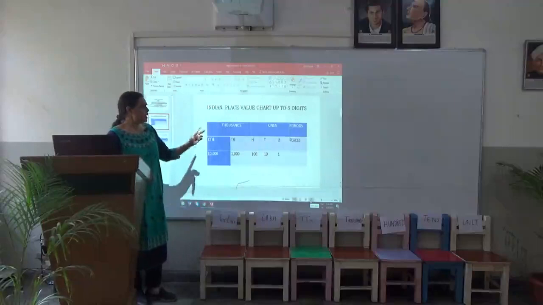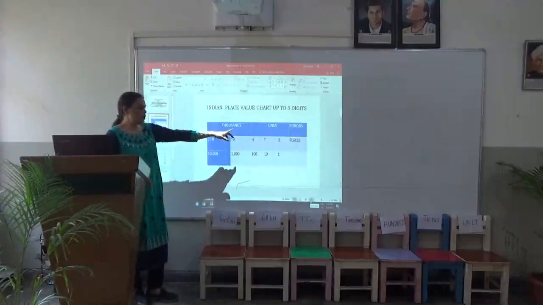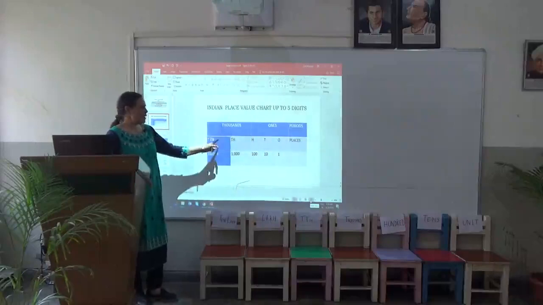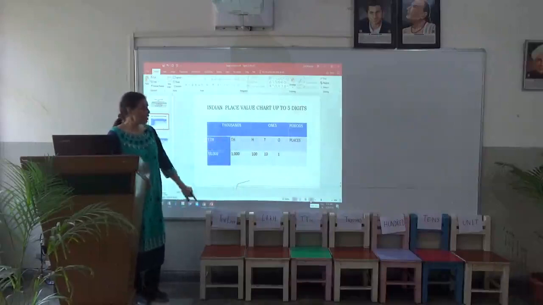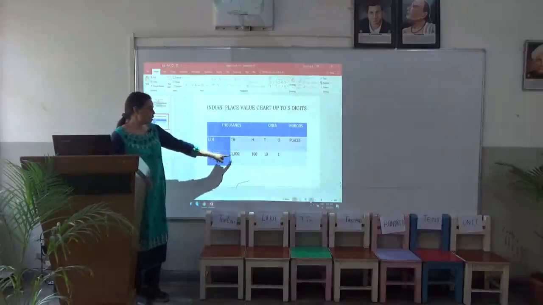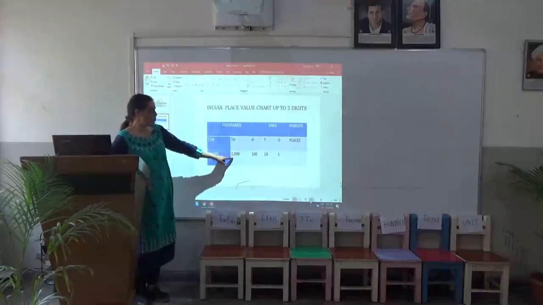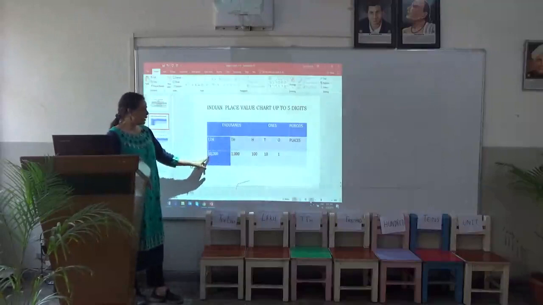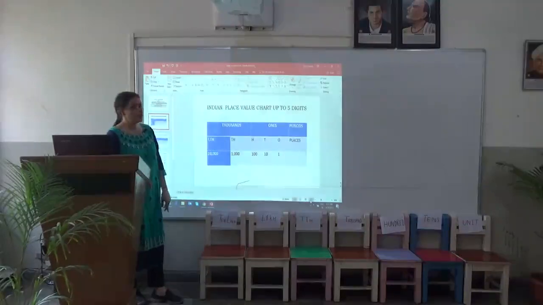As you can see, this is your Indian place value chart up to 5 digits. Let us recall, we had the first family of ones where we have ones, tens and hundreds. Second family is of thousands. Thousands has got two members in its family: thousand and ten thousands. Thousands have got three zeros along with one. It is a four digit number. Ten thousands have got four zeros along with one and it is a five digit number.